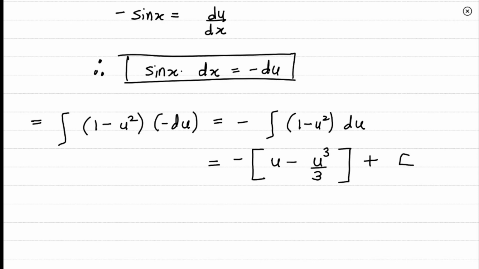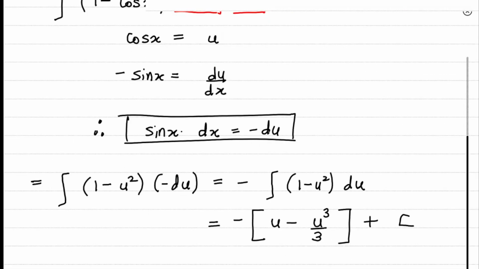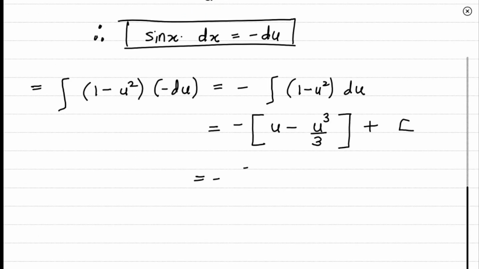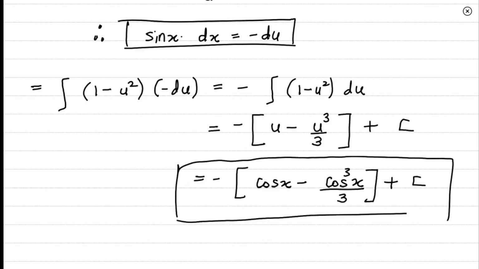I hope that makes sense. We can convert it back to the x world. We know u was cosine x. So we can write it as minus cosine x minus cosine cube x divided by 3, plus the constant of integration c, and this is the final result of the integral of sine cube x. You can use that trick not only for sine cube x, but for any odd power of sine and cosine terms.